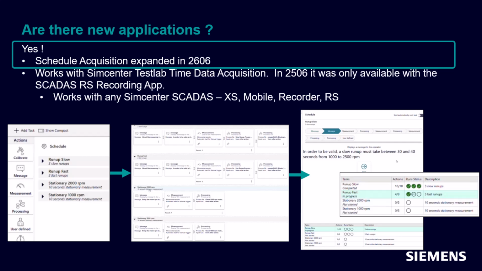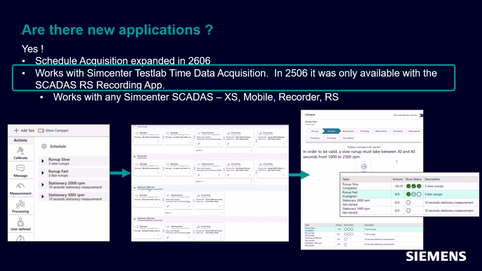a certain spot, maybe wait for 30 seconds, maybe do 3 run-ups real quick, maybe wait for 60 seconds, maybe drive somewhere else, maybe do 3 run-ups real slow, maybe wait some time, then maybe do some averaged acquisitions, and then go to the next step. So we've got this schedule acquisition that's been expanded in 2606.